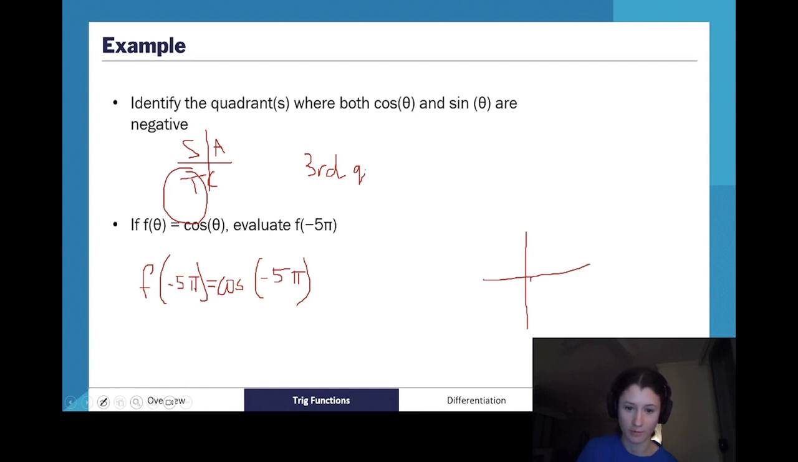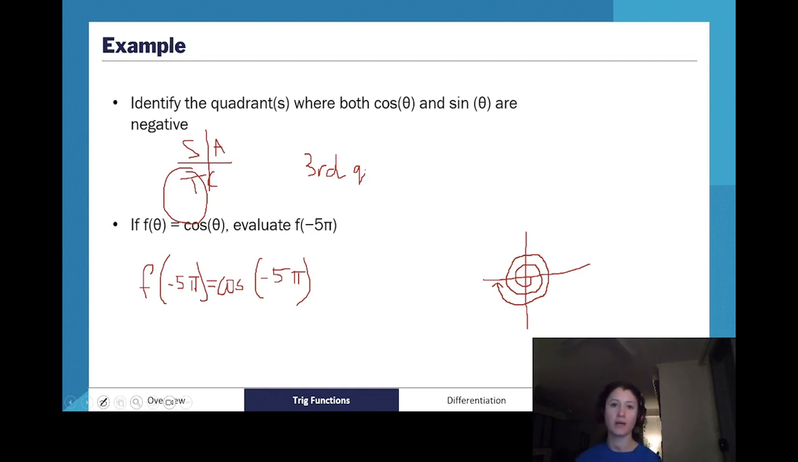So we have 2 pi, 4 pi, negative 5 pi. So as you can see, we've gone around a lot of times. Remember, we know that each entire revolution is 2 pi, or each half is 1 pi. So this is where we get to.